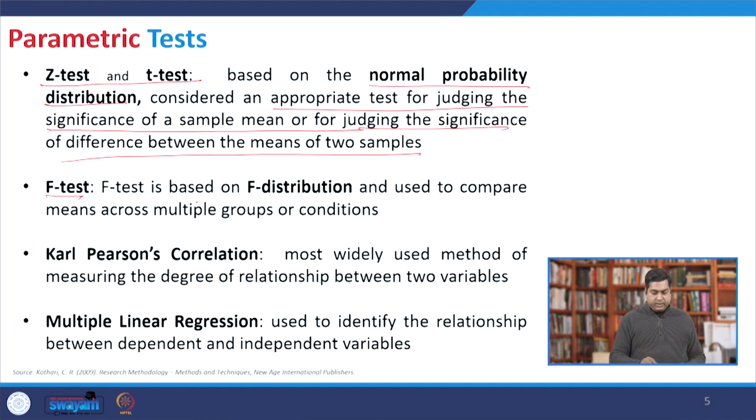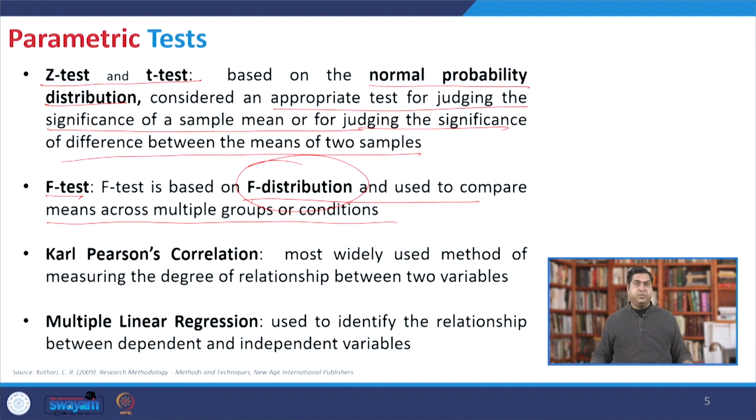Now, the F test is based on the F distribution, and this is used to compare the means across multiple groups or conditions. Suppose in a particular company you have male and female workers, and you try to understand their performance or their salary, etc. In those cases you can go for some sort of analysis of variance test, and then follow the F distribution pattern and try to check it.